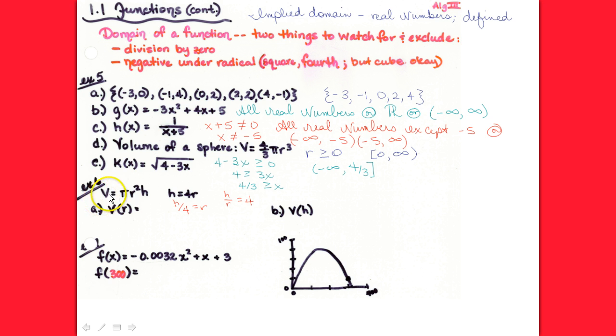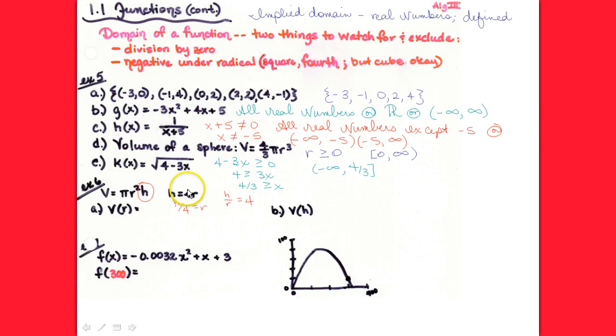We've got the volume written in terms of the radius and the height. But when they say express the volume as a function of the radius, that means that's the only variable they want me to use. So if I'm only going to use r for this equation, what do I need to get rid of? H, yes. So I'm going to replace h with what it's equal to.